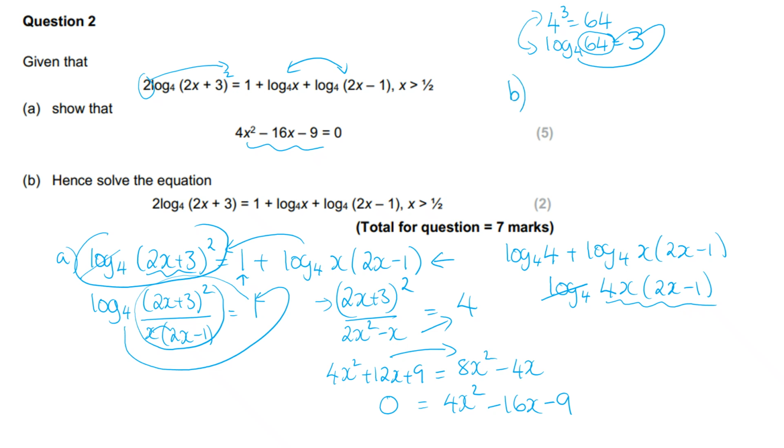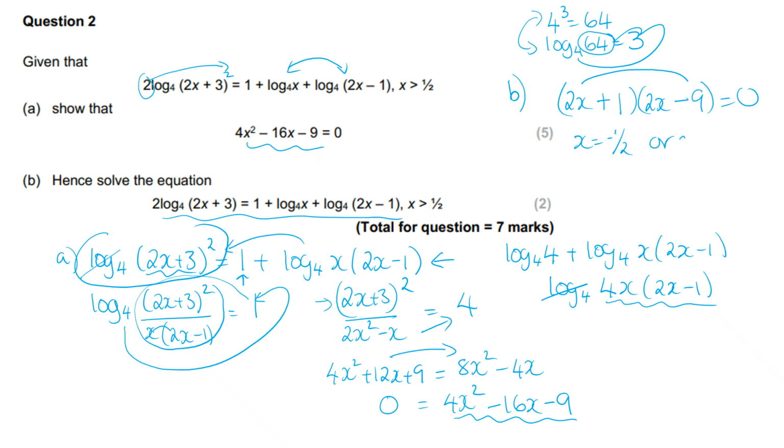For part B, we're then asked to solve. So this expression is exactly the one we've been working with. So how are we going to solve? We're going to solve this quadratic by factorizing. So it's 2x and 2x. We're going to need a 9 and a 1. We're going to go down 18 when these two are multiplied together, and then back up 2. It's equal to 0. So x is equal to minus a half, or x is equal to 9 over 2.